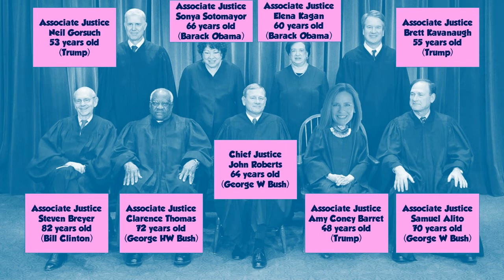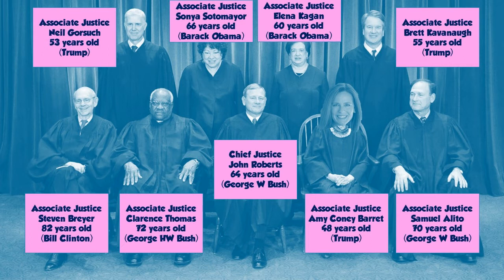But right there in the middle, we have Chief Justice John Roberts. He was appointed by George W. Bush in 2005. He was appointed as a very young judge, so he's going to be on the court possibly for a very long time. But he's 64 years old now. He's a George W. Bush appointee.